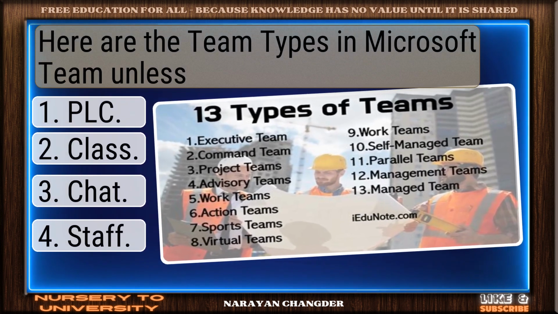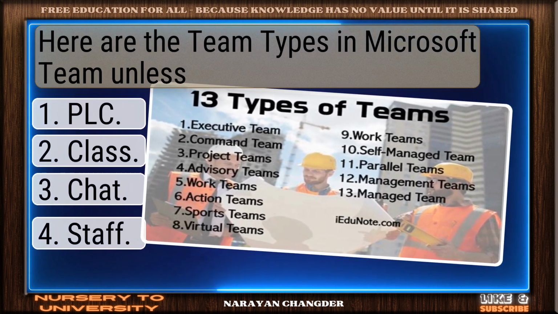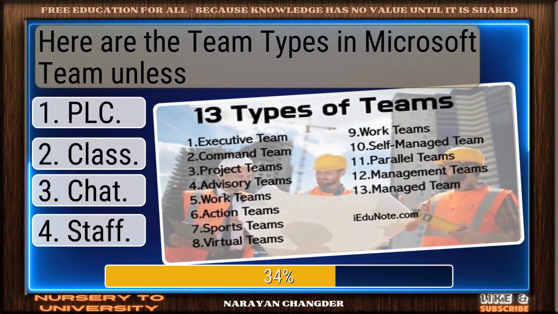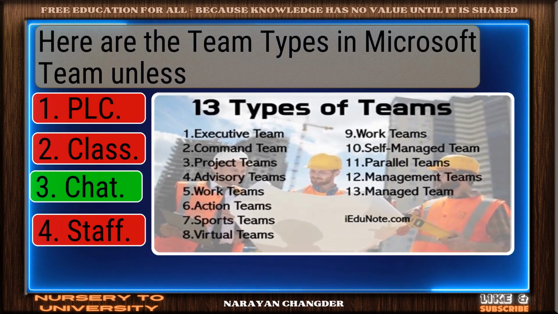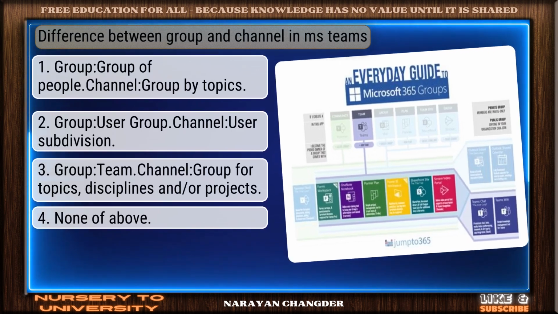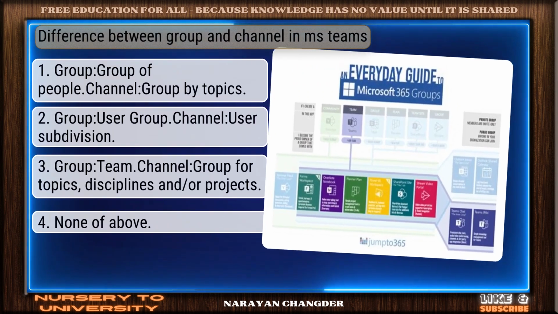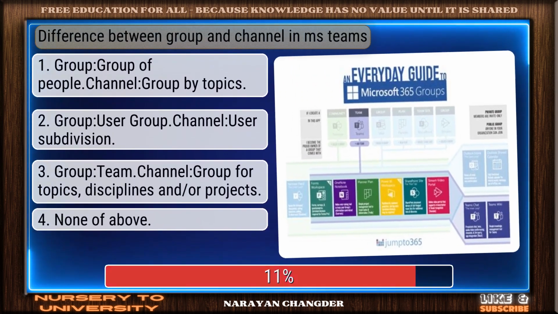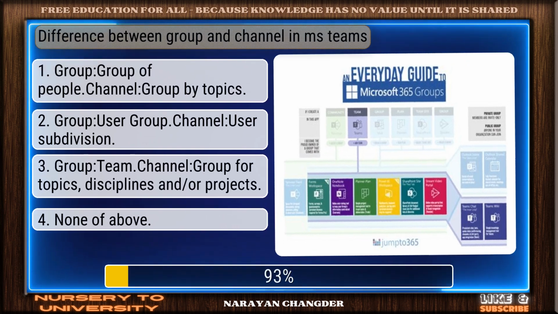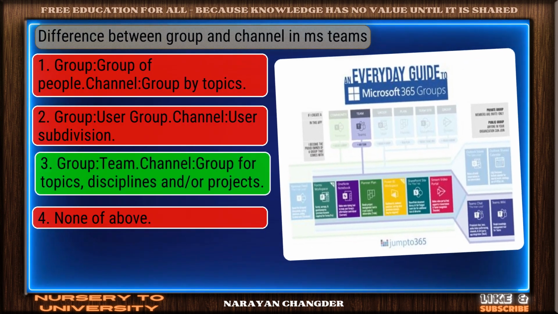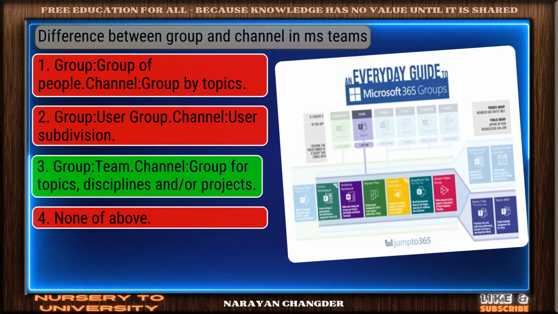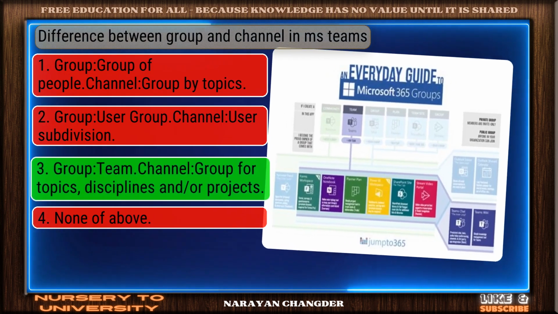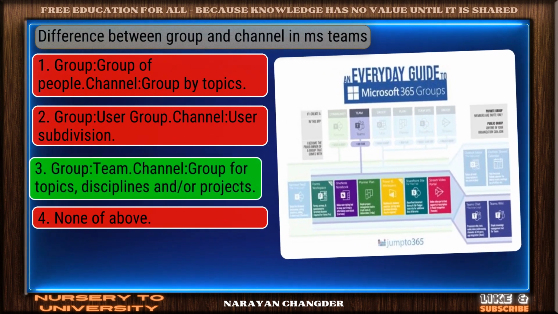Question number 17. Here are the team types in Microsoft Teams, unless? Strong choice. Chat is the right answer. Question number 18. Difference between group and channel in MS Teams. Smart move. Group, team, channel, group for topics, disciplines, and/or projects is an accurate answer.